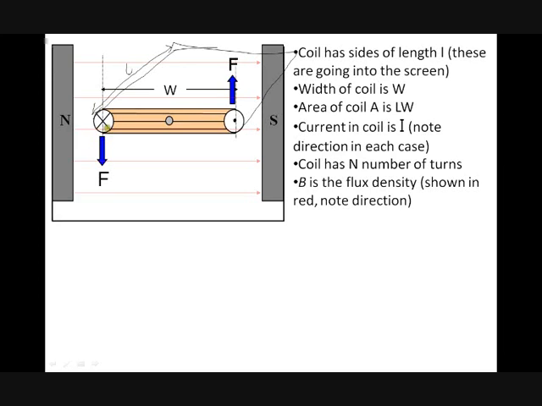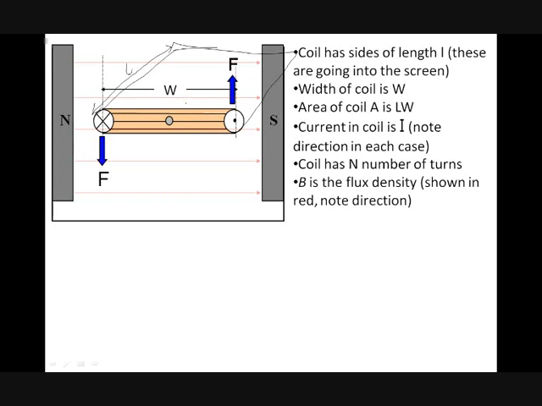The width of the coil is W, so this is the width of the coil. This is what you can see. The area of the coil is L times W. If I multiply L times W, I will get the surface area of the coil that's spinning. The current in the coil is I. Note the direction in each case, and the coil has n number of turns, so there are many turns of wire going around. This coil isn't just one piece of wire. I've shown it here by having many turns of wire on this particular coil.